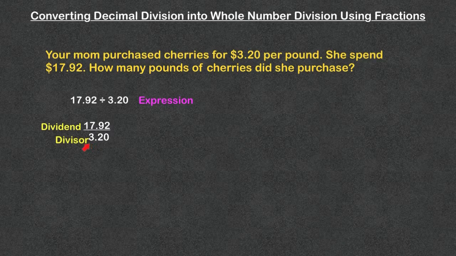In order for us to make the divisor a whole number, we've got to move this decimal 2 places to the end. The other way that you can do it is by multiplying by 100, because there were 2 place values that we moved the decimal, so that would be 100. When you multiply by 100, this will give you 1792, and the other one will give you 320.